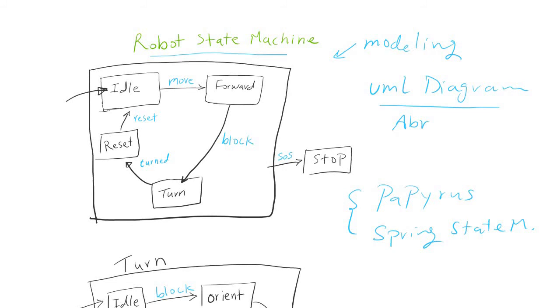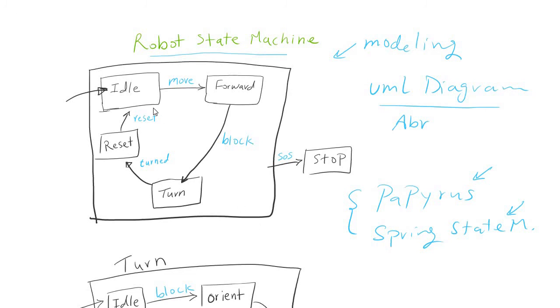So Papyrus is basically used for the modeling itself. The Spring state machine framework is used to convert this model to a piece of usable code. Papyrus itself doesn't extract the code for us. We need to explicitly program the state machine, but the Spring tools help us to define the methods and all other mechanisms inside the state machine in a much more convenient and safer way, let's say.